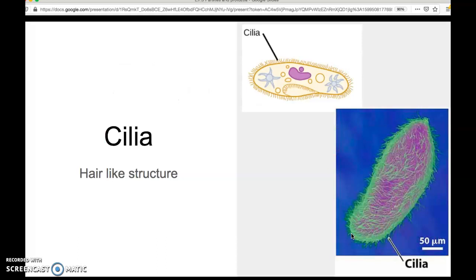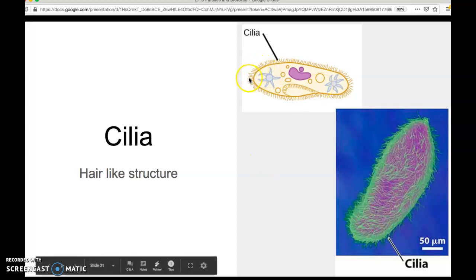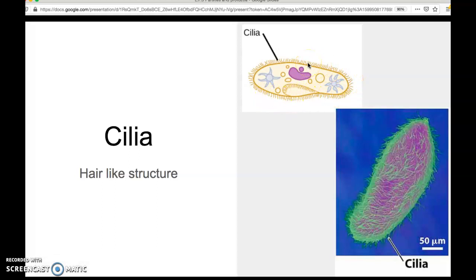They have three different ways of movement. This is the very first, cilia on the cell. They're the hair-like structures, so cilia here are actually all lining these cells, and they kind of wave, and that causes the cell to be able to move. So cilia are hair-like structures. There are usually many cilia.